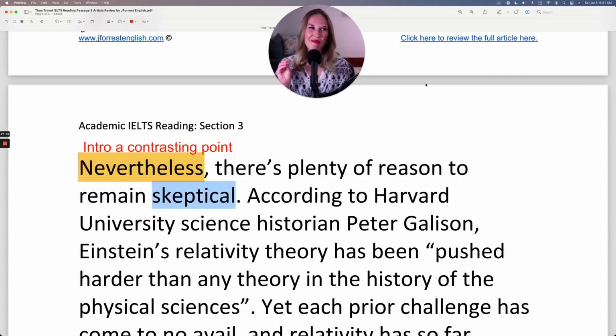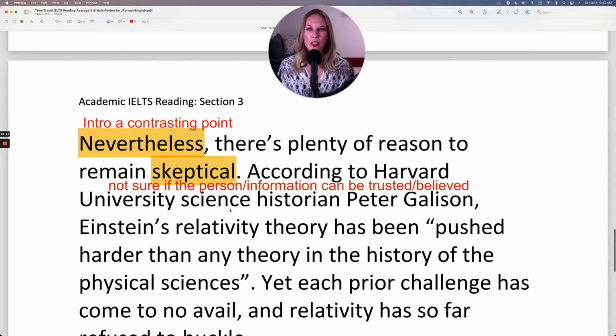Skeptical means I'm not sure if I believe you, or I'm not sure if I believe this topic. I'm not sure if I believe that we can travel through time. I'm skeptical. So, not sure if the person can be trusted or believed. Person or information. In this case, it's the information they're presenting. Information can be trusted or believed. So, I'm skeptical. I'm not sure.